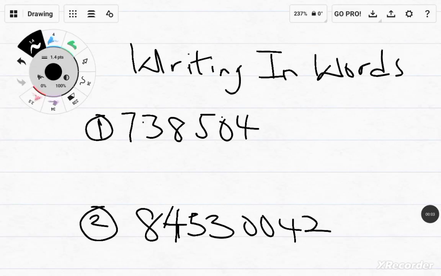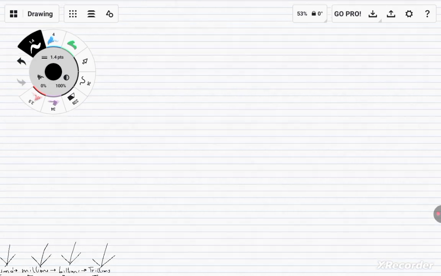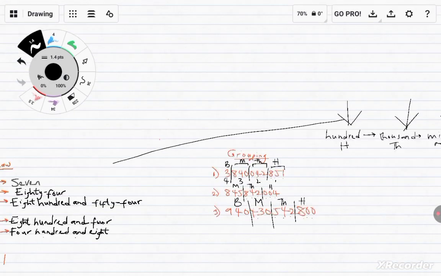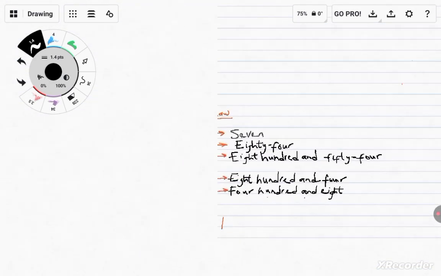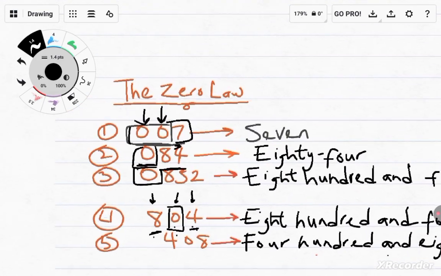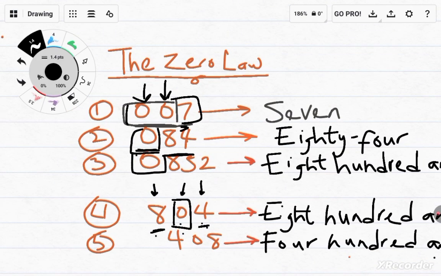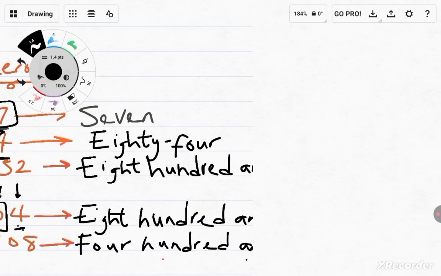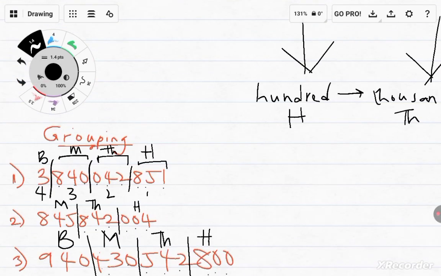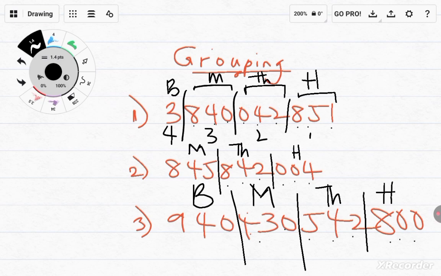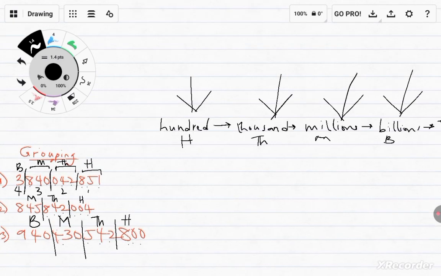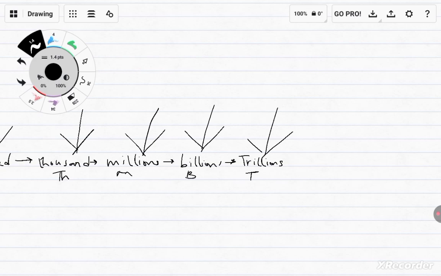Now in this particular video, we are combining everything we have learned together into one practical step. In the previous videos, we talked about zeros. Any time we have zeros in front, you only write the number as it is in words. Anytime you have zeros in the middle of two numbers, you count the zero as part of it. Then we moved to grouping. You group in threes and label from the right. You move from hundreds to thousand to millions to billions and then trillions.